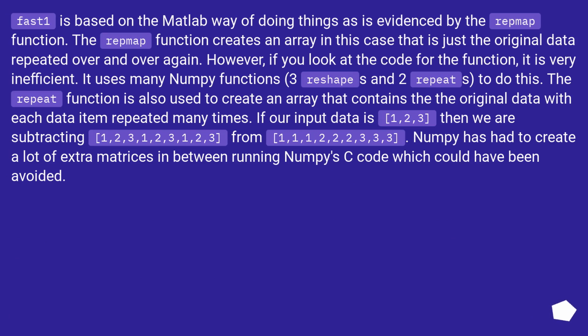The repeat function is also used to create an array that contains the original data with each data item repeated many times. If our input data is 1, 2, 3, then we are subtracting 1, 2, 3, 1, 2, 3, 1, 2, 3 from 1, 1, 1, 2, 2, 2, 3, 3, 3. NumPy has had to create a lot of extra matrices in between running NumPy C code, which could have been avoided.